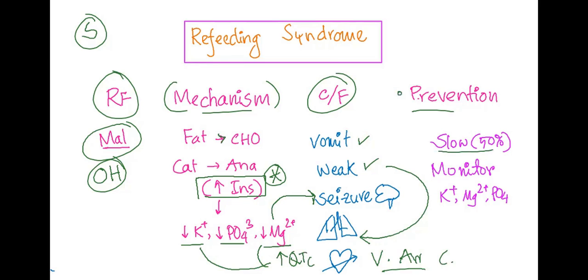How to prevent? First of all, you start slow. So calculate the requirement and give only 50% of the requirement, and regularly monitor the potassium, magnesium, and phosphate levels to screen for any complications at an early onset.